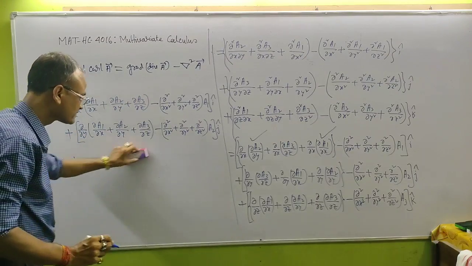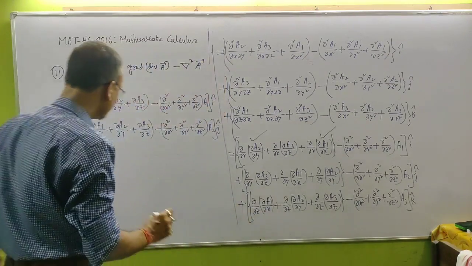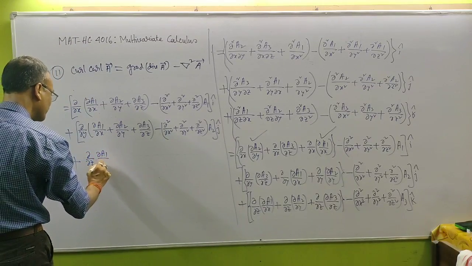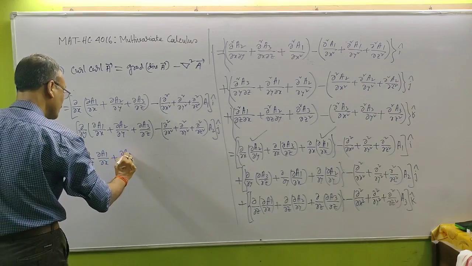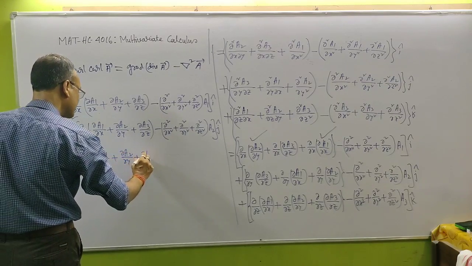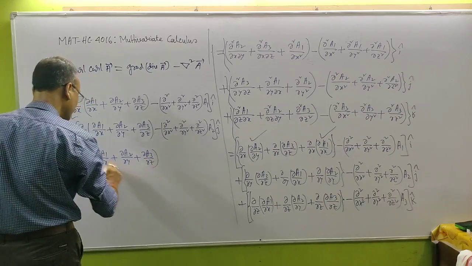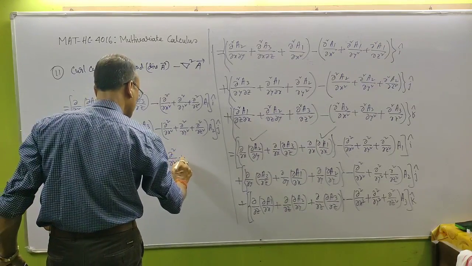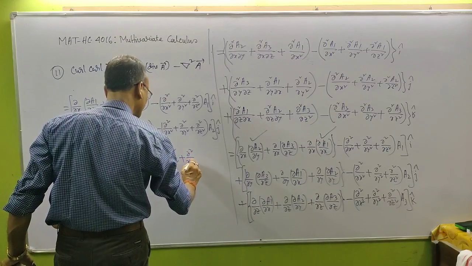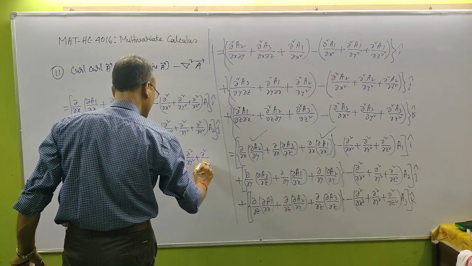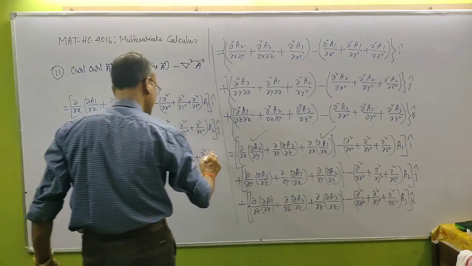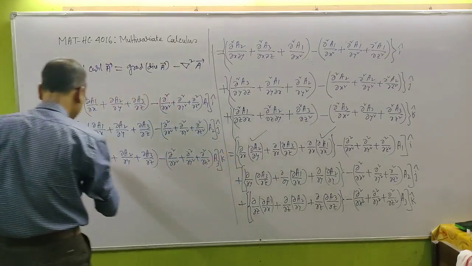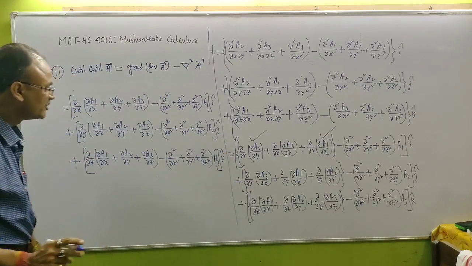Plus, for this you may write del by del z of del A1 by del x plus del A2 by del y plus del A3 by del z, minus del square by del x square plus del square by del y square plus del square by del z square A3, it is k cap. Enumerate like this.